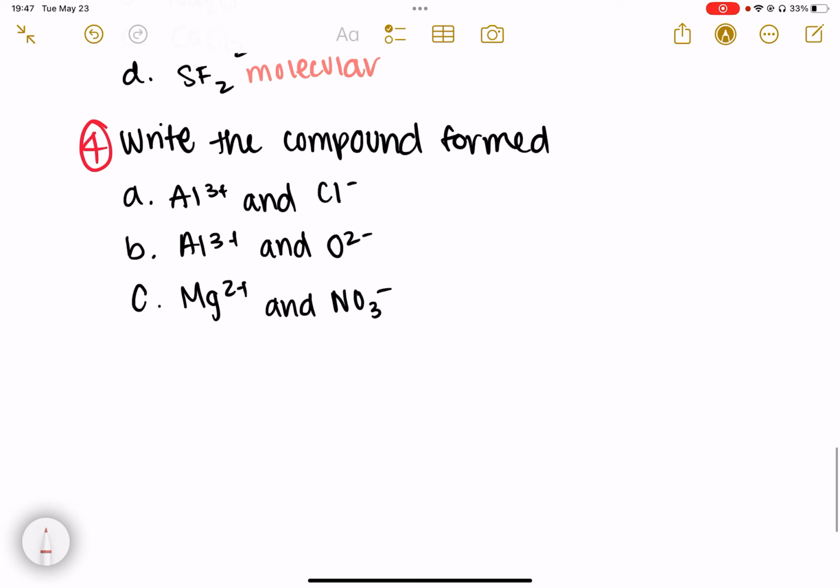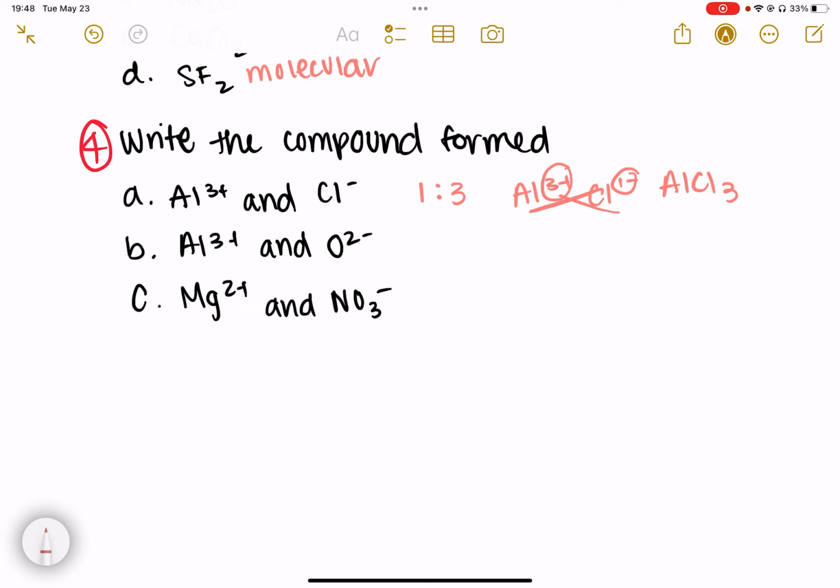Okay, and finally, write the compound formed. So this is using the crisscross method, and I'll show you the first one and you'll do the next two. So for Al 3 plus and Cl, I know it'll react. For every 1 Al, I need 3 Cl. So I'm going to have Al 3 plus and Cl 1 minus. Crisscross charges, and you'll end up with AlCl3. Okay, pause the video here and then come back when you want to see the next two.